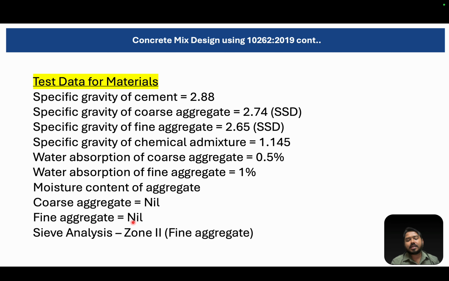And sieve analysis is given for the fine aggregate, zone 2. So all this data is required, then only you can go for this mix design. And in this case, we are going to see this mix design based on IS code provision 10262:2019, that is the latest edition. So let's see how we are going to proceed with the step-by-step procedure for the mix design.